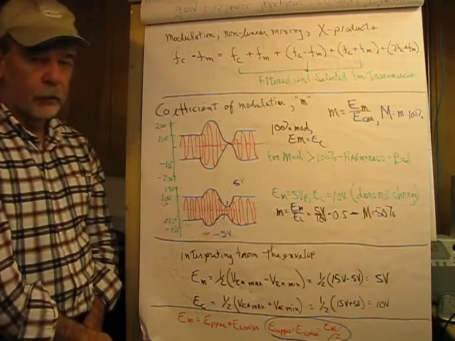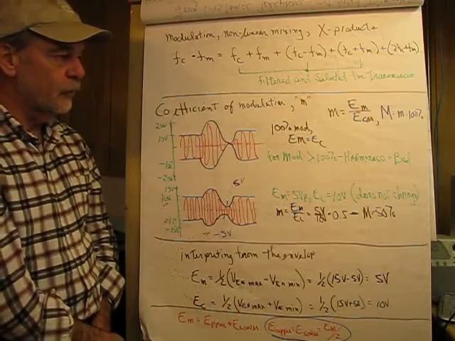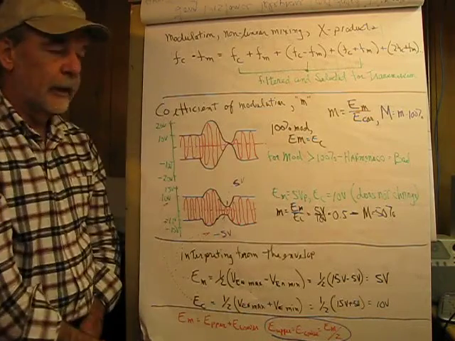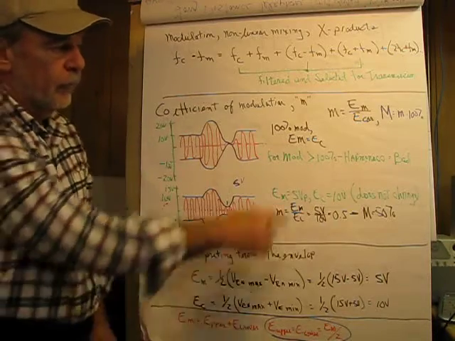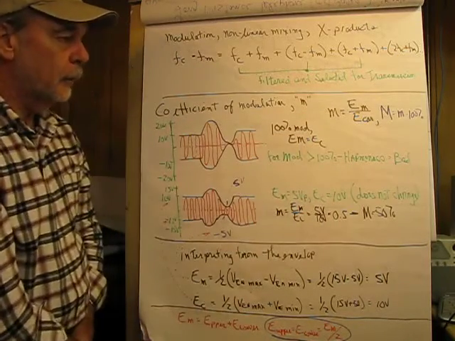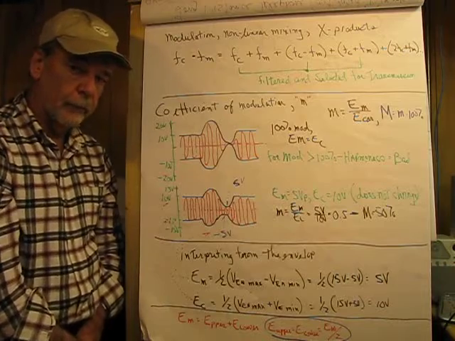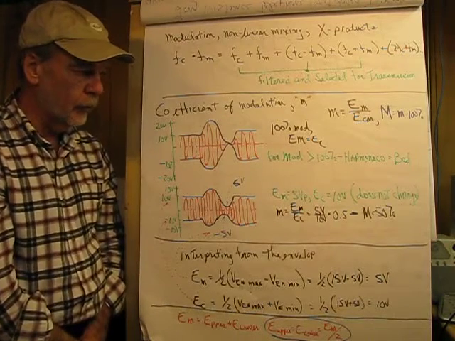So how are we going to measure all of this? The coefficient of modulation is referred to as M, and that's lowercase m. And we have an uppercase M too, which is simply lowercase m expressed as a percent. So we multiply that by 100%.